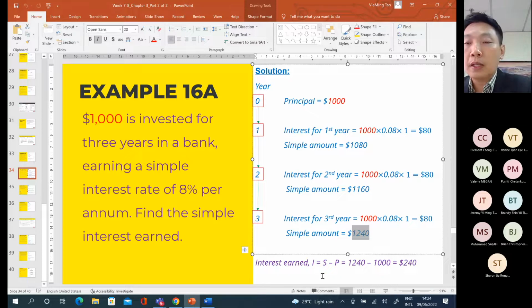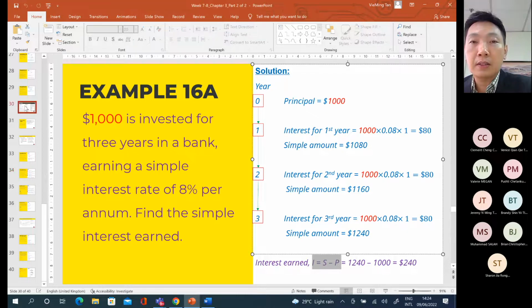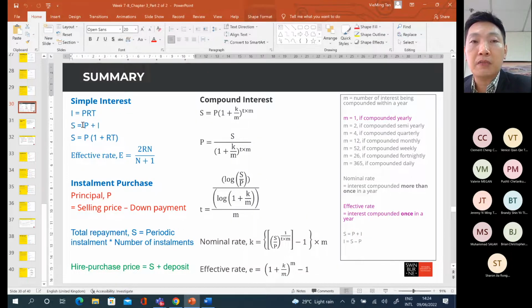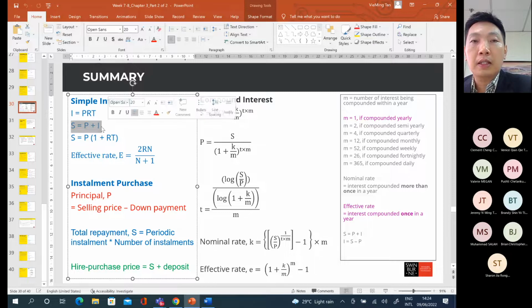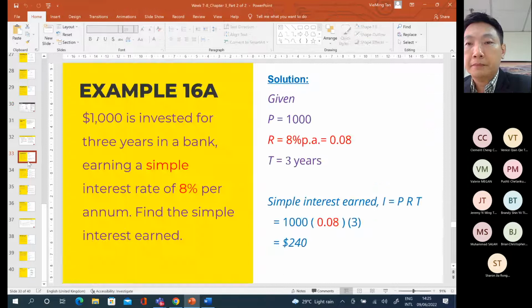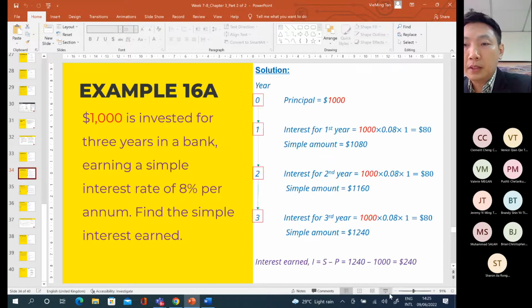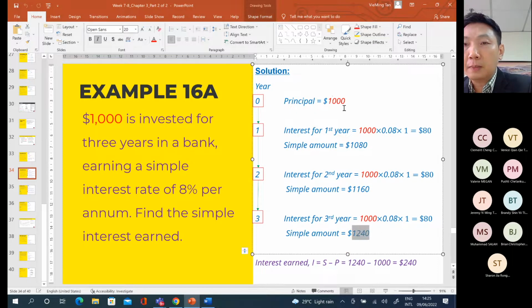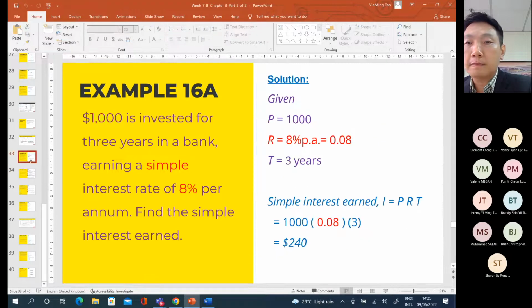The answer is equal to S minus P. How do we get this formula? Remember, it is from here. We just transpose the formula so that we can get the I value. We move P to the left-hand side, and it becomes minus. So I is equal to S minus P. S is 1240, from here, minus P, the principal. So the answer is equal to 240, the same as this one, right?